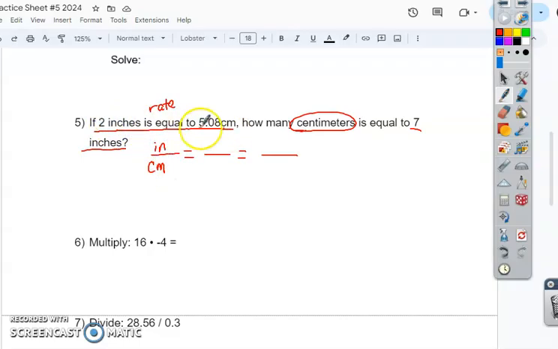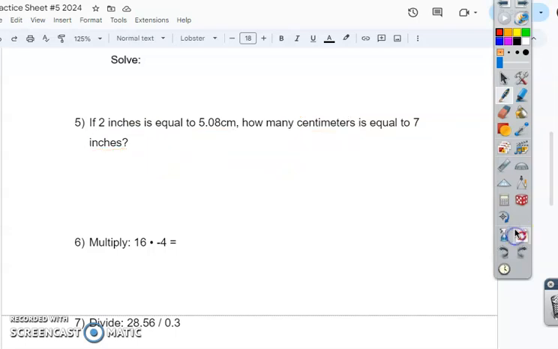Okay, these numbers, you put them right here. Put 2 next to the inches and 5.08 next to the centimeters. And then I have 7 inches. So 7 goes here, and I'm looking for centimeters. So your job is to cross multiply that.